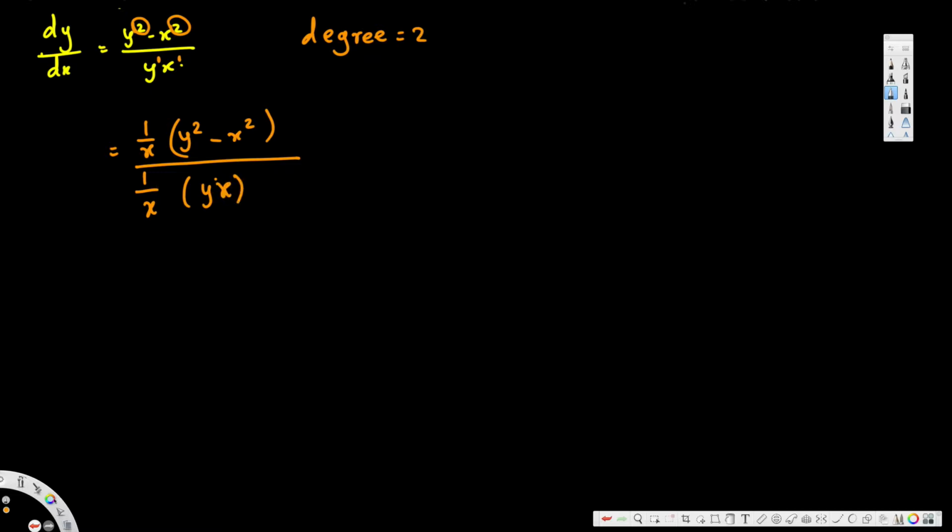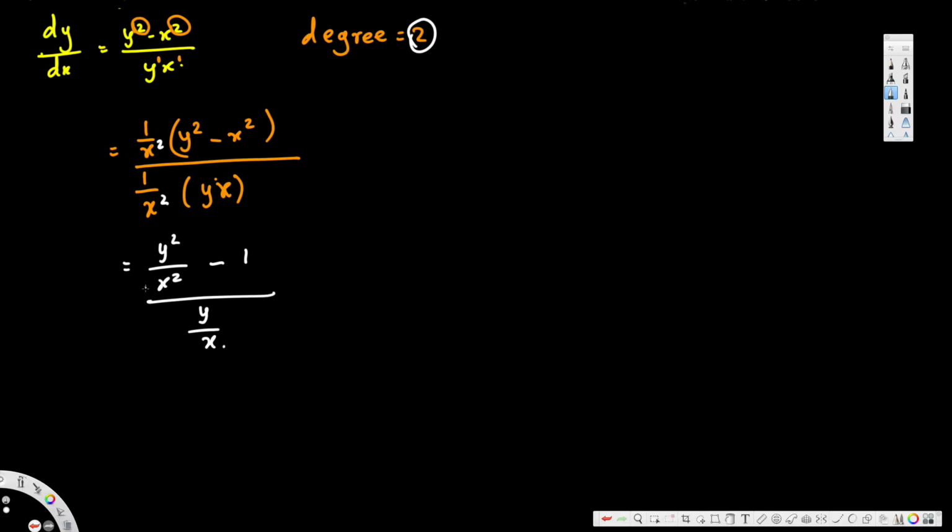So we have to decide what power to put here. It's based on the degree. Here we have degree of 2, so we have to put square right here. When we multiply both of them by 1 over x square, what we are going to get is y square divided by x square, and then minus x square divided by x square, that's going to be just 1. And in the denominator we have 1 over x square multiplied by this one, that's going to be just y over x.